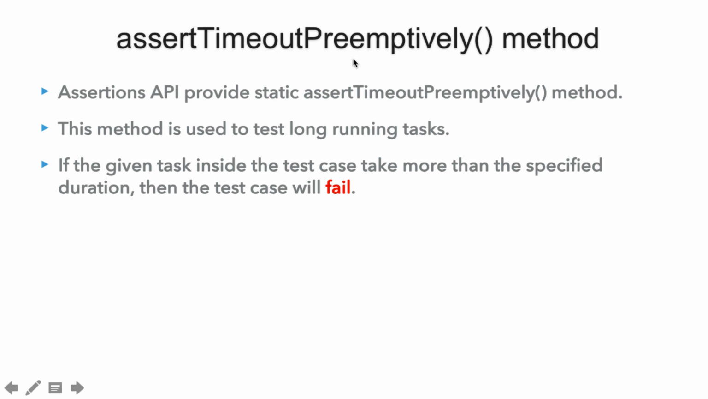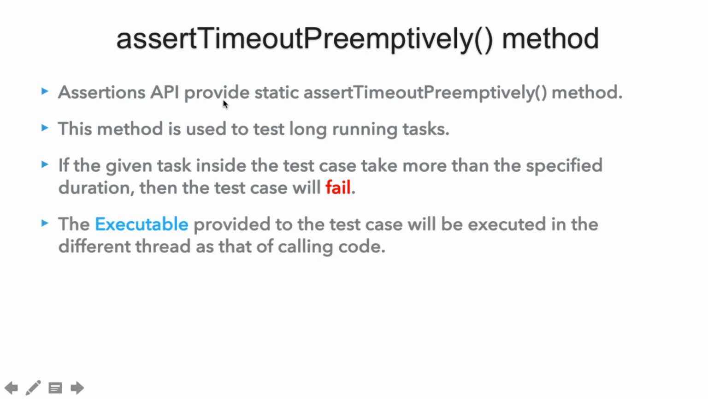The assertTimeoutPreemptively method takes in a duration of time and an executable code. If the executable code, which is our task, takes more than the specified time, then the test case fails. If our task is finished before the duration of time provided, then our test case will pass.